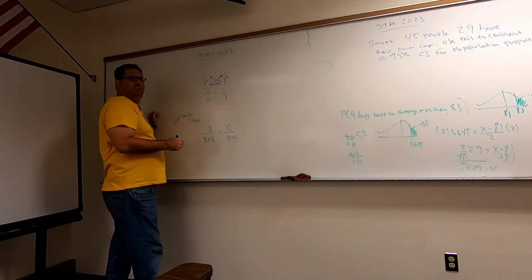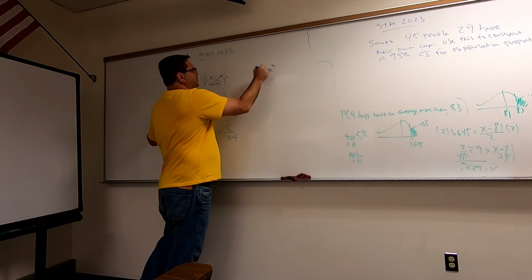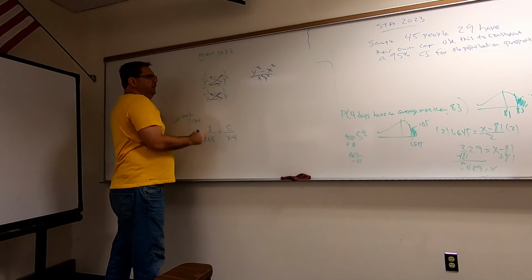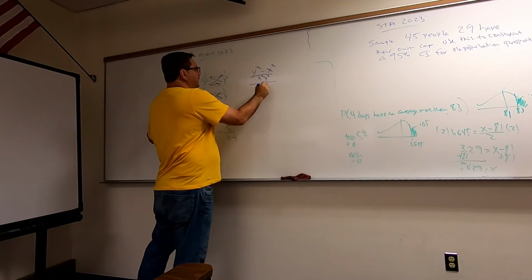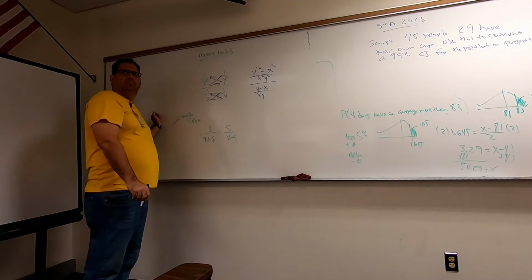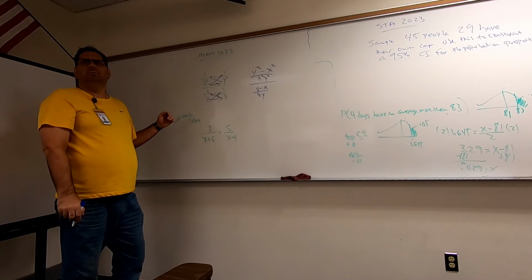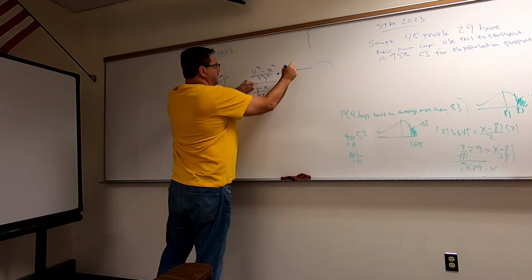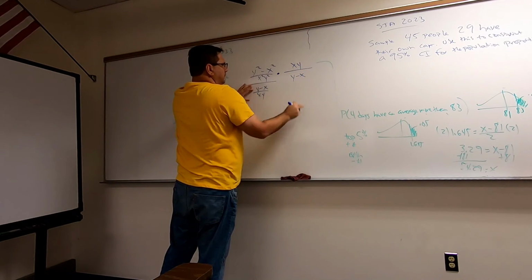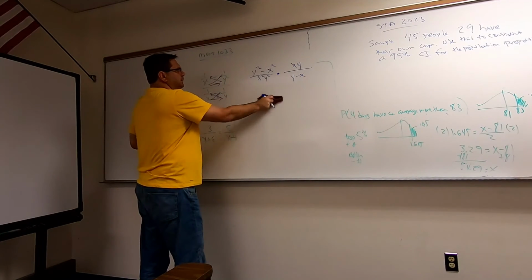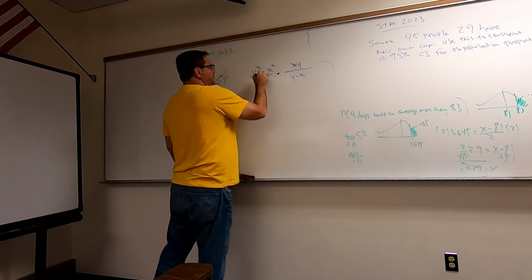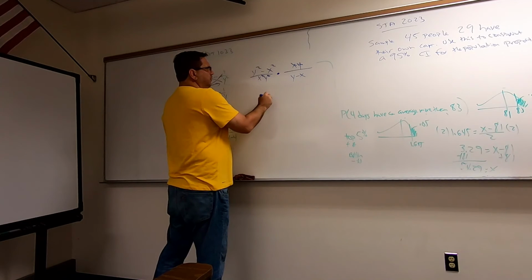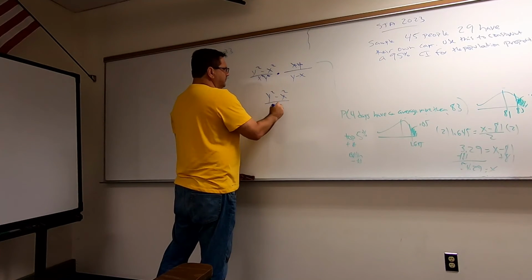So y squared minus x squared over x squared y squared. Do we agree? Up, over, yeah? Y minus x over xy. Right? Now, what do we do? Keep, change, flip. Now, x squared cancel. Y squared cancel. Leave me with y squared minus x squared over y minus x.